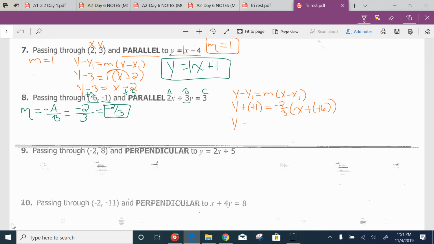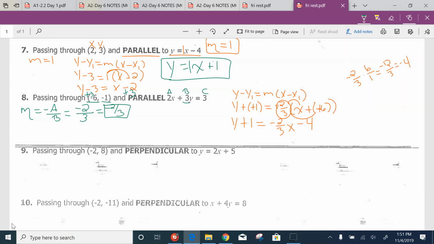Now I'll leave the left-hand side alone, and I'll distribute the right-hand side. Negative 2/3 times x is negative 2/3 x. Negative 2/3 times a positive 6 is going to give me negative 12. Let me just do the work over here. Negative 2/3 times positive 6 over 1 gives me negative 12 over 3, which is a negative 4. In other words, a minus 4 right here at the end.